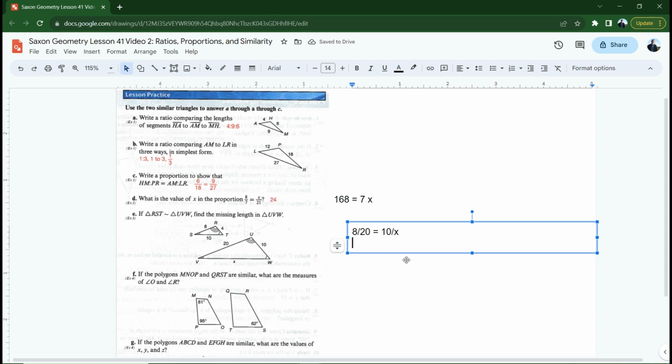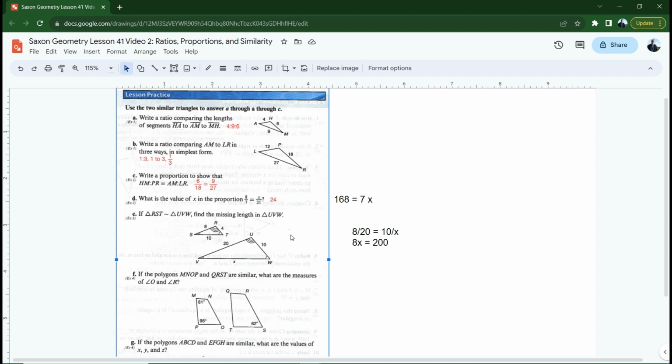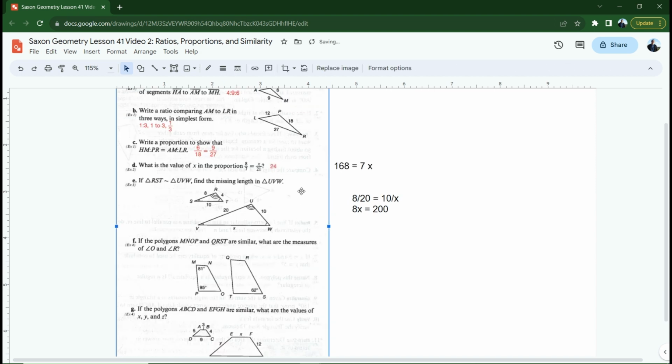Okay, I can solve this. I'm just going to cross multiply. That becomes 8x equals 200. And then I divide both sides by 8. 200 divided by 8 gives me, there we go, 25. x equals 25.